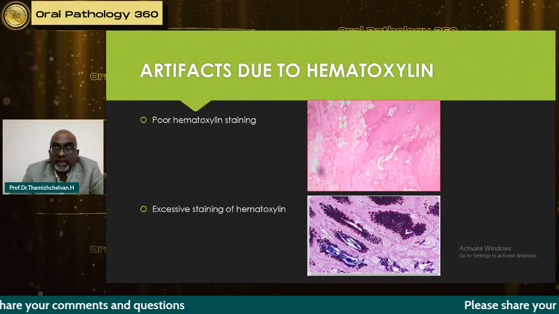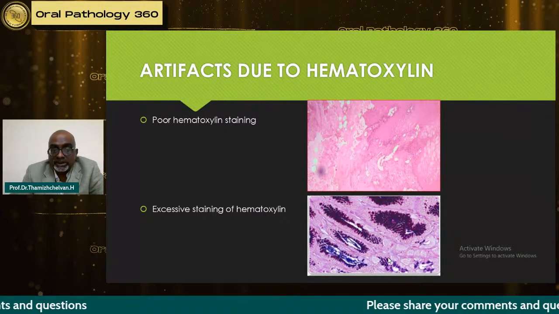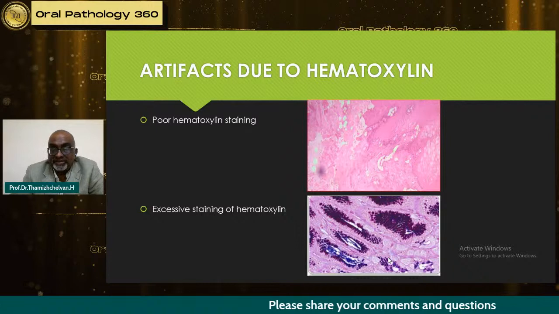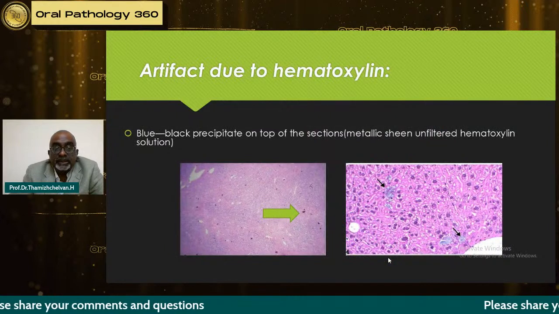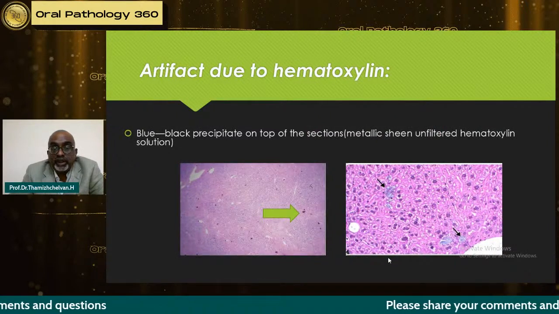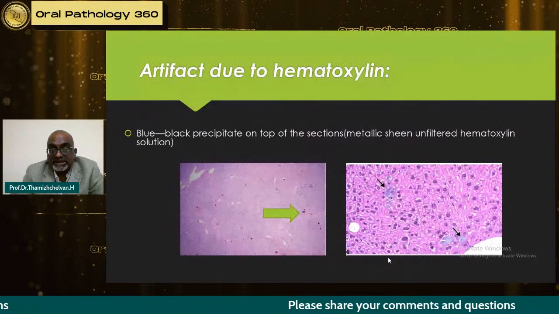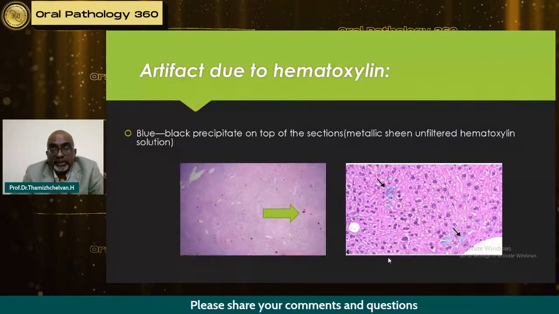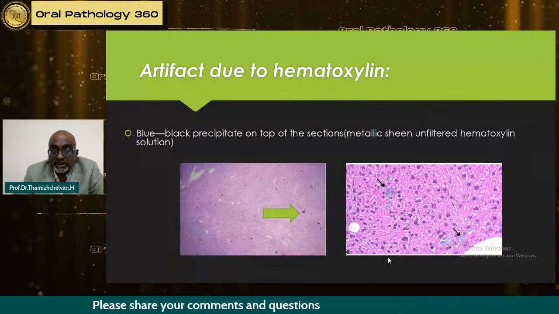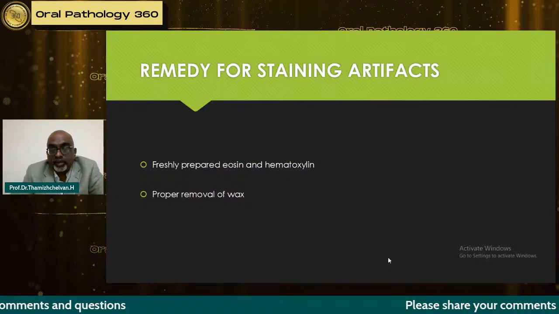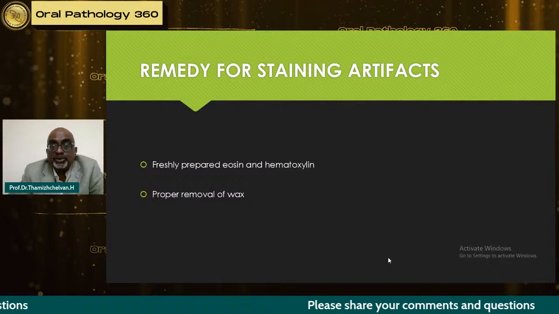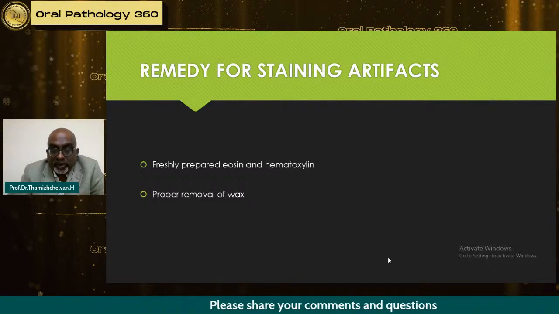And there are problems happening with artifacts also with hematoxylin, either poorly stained or excessive stain, whatever it may be. The picture shows completely improper, leading to improper diagnosis. You can also see blue-black precipitate on top of these sections because of unfiltered hematoxylin solutions. The remedy is to make it a point that the eosin and hematoxylin should be freshly prepared with proper auditing.